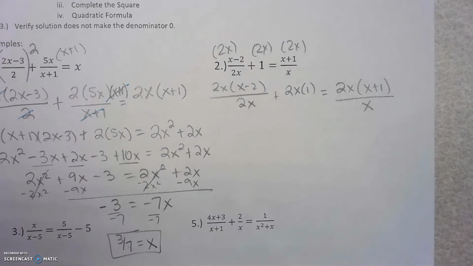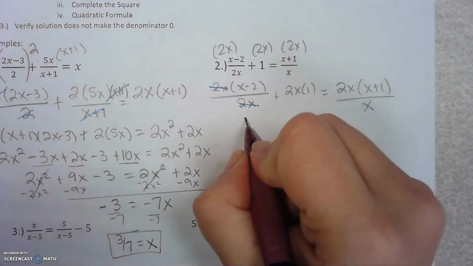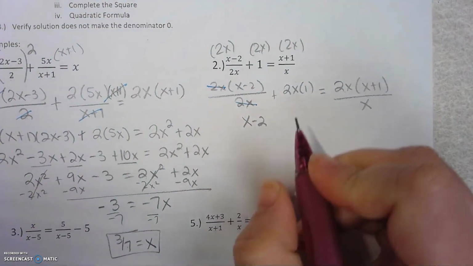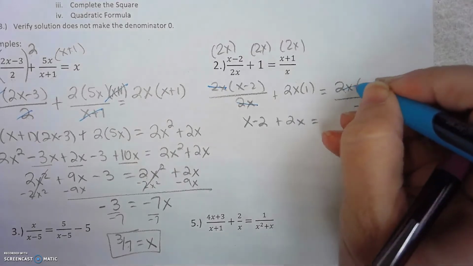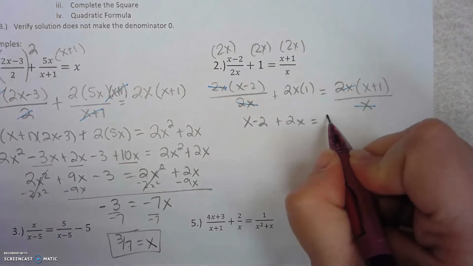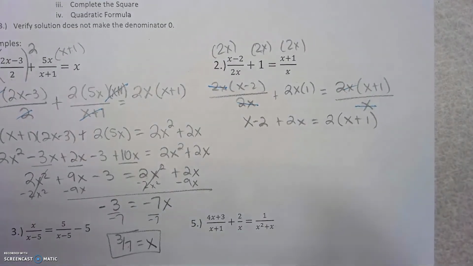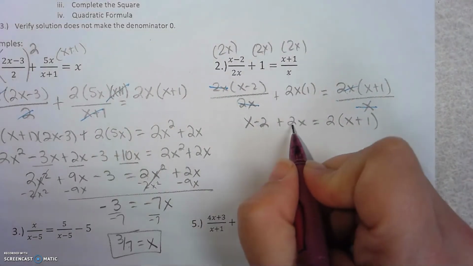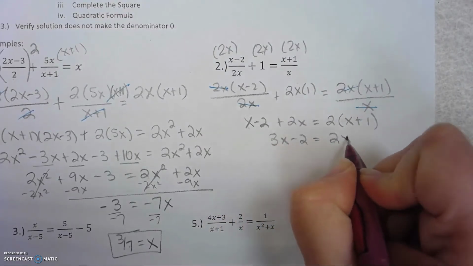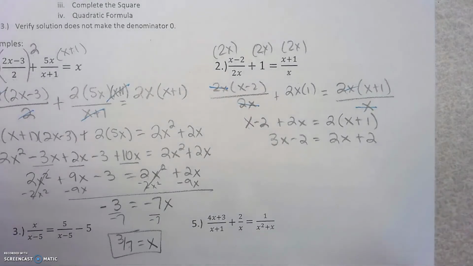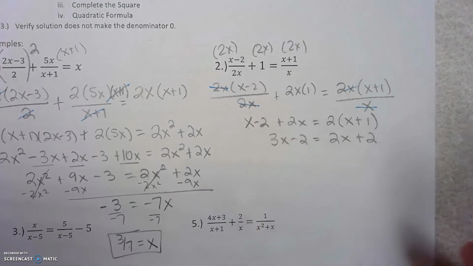Alright, so let's do the multiplication here. This 2x and this 2x will cancel. I'll be left with x minus 2. Then I have 2x. Then this x and this x will divide each other out and leave me 2 times x plus 1. Alright, so I'll have 2 x's, and 1 x makes 3 x's. Then I'll have 2x plus 2. So I've gotten rid of the fractions, I've gotten rid of the parentheses, and I've combined like terms.